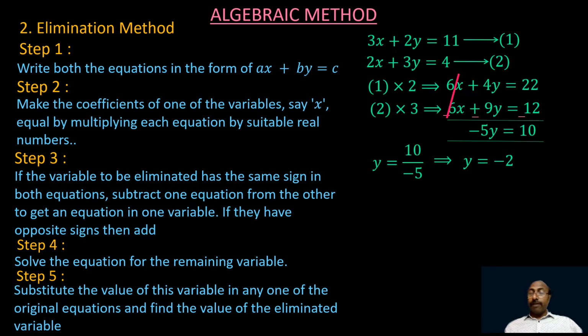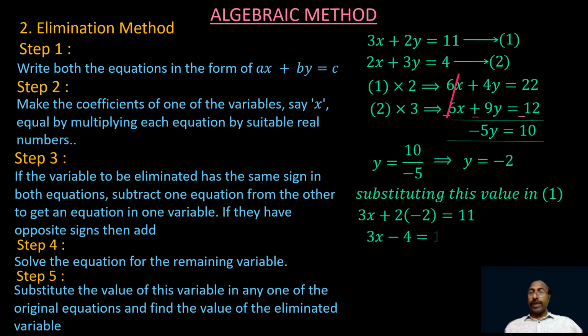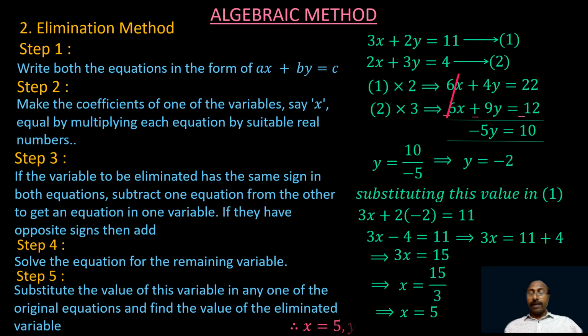that is to find the value of x, we substitute y equal to minus 2 in either equation 1 or equation 2. So by substituting this value in equation 1, we get 3 into x plus 2 into minus 2 is equal to 11. From this we can write 3x minus 4 equal to 11, and 3x equal to 11 plus 4 which is equal to 15, and x is equal to 15 by 3 which is equal to 5. So here we got x equal to 5 and y equal to minus 2.